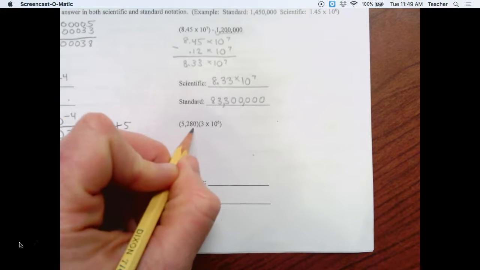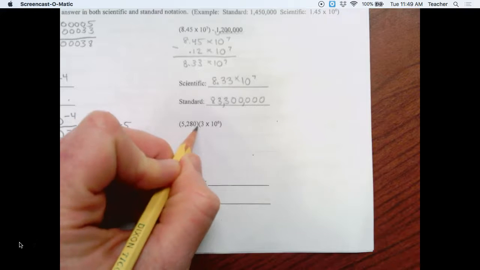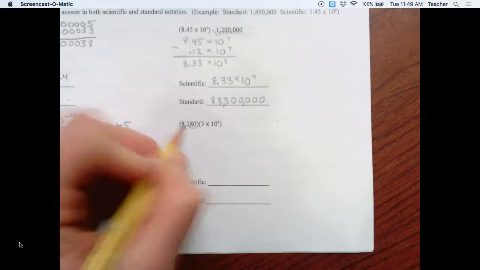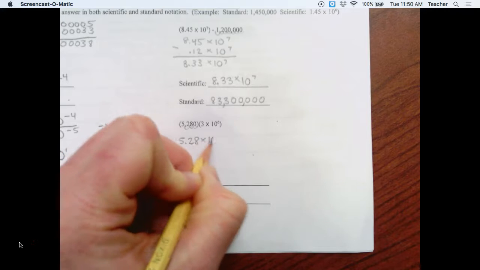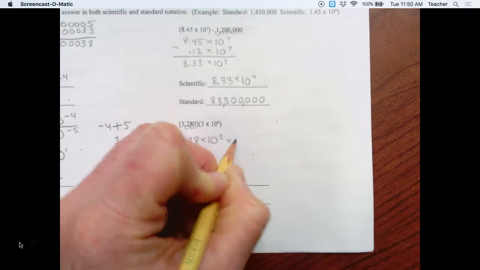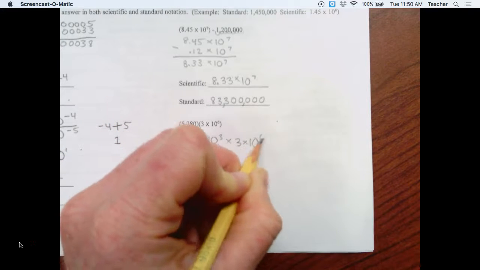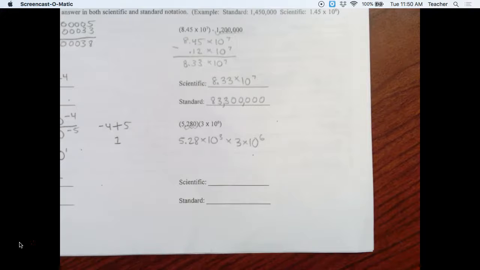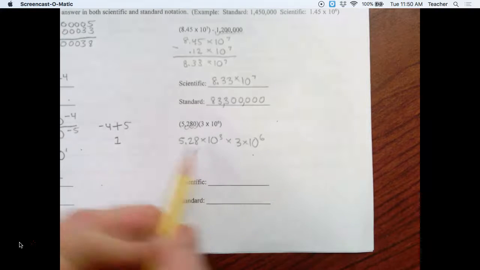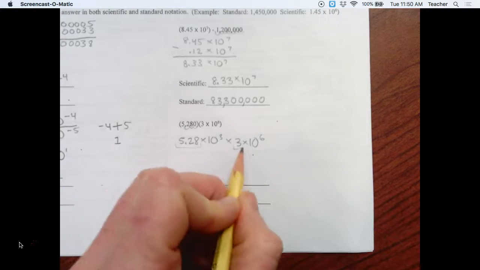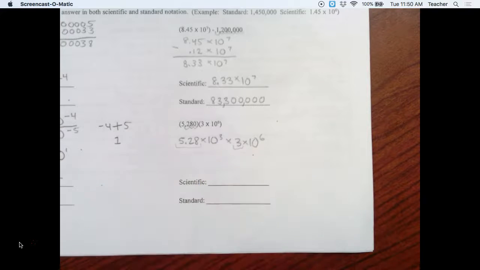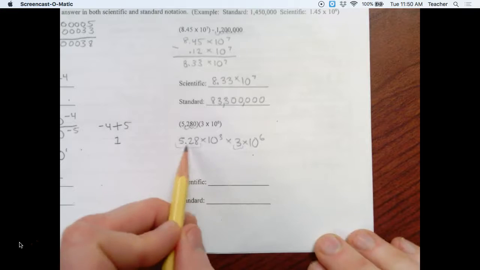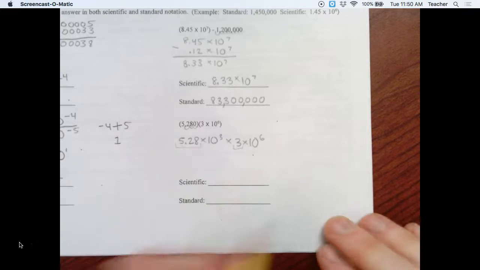I'm going to turn this into scientific notation. 1, 2, 3 places. Okay, I have to take 5.28 and multiply it by 3. And then these exponents, I have 10 to the 3rd and 10 to the 6th. That's going to be 10 to the 9th. But I need to multiply these. So 5 times 3, that's going to be about 15 something. So let's see.